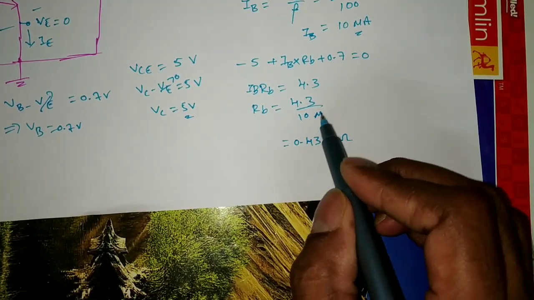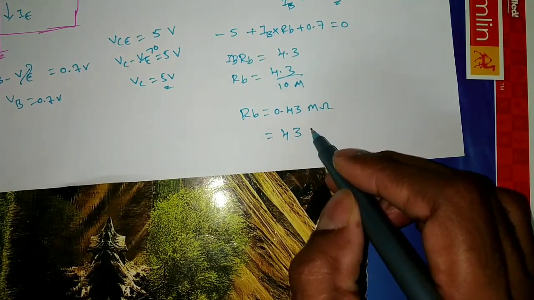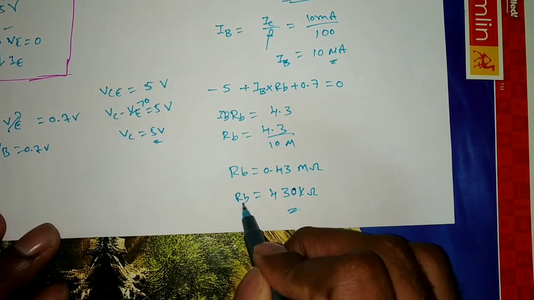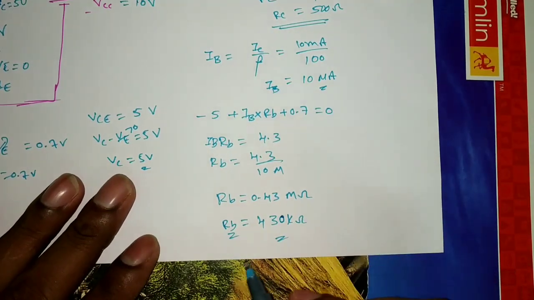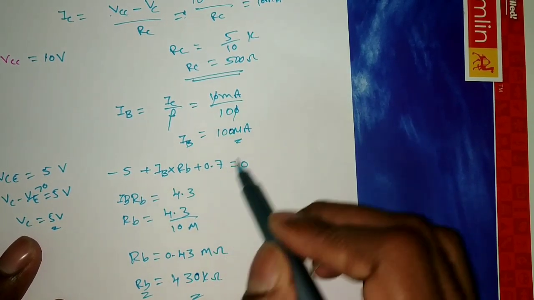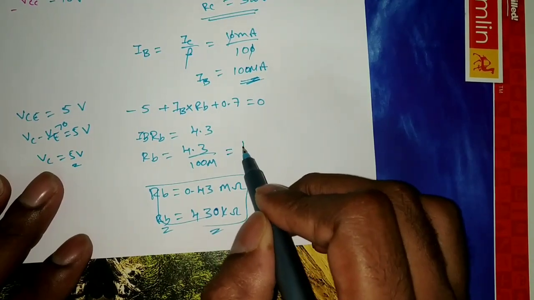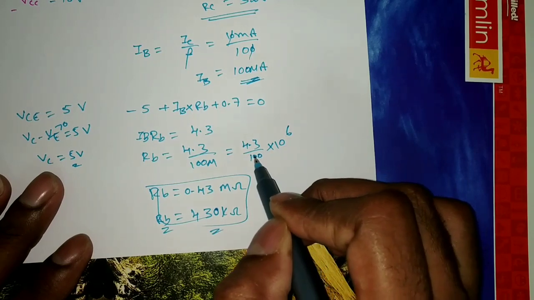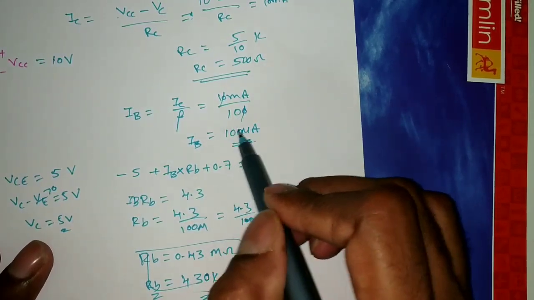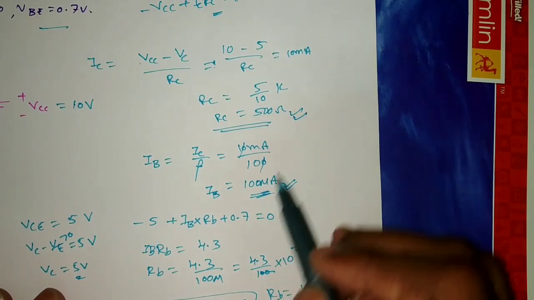Is it correct? Otherwise, if I multiply with 1000, it will be 43 kilo ohms. Now I think it is 430 kilo ohms. So I think I got something wrong. What is 10 milli by 100? It is 0.1 milliampere, or we can say 100 micro. So please make sure that it is 100 microampere. That means this will be 4.3 by 100 into 10 to the power 6. So RB is 43 kilo ohm, not 430 kilo ohms, because IB is actually 100 microampere. So RB is 43 kilo ohm, RC is 500 ohms.